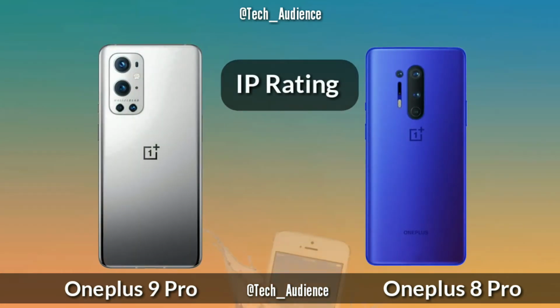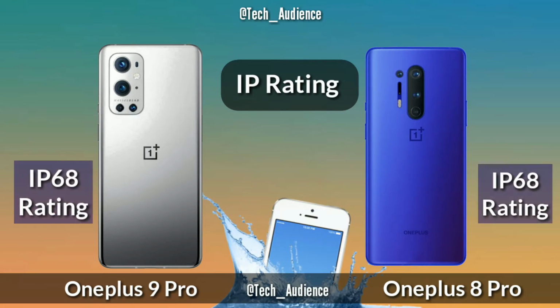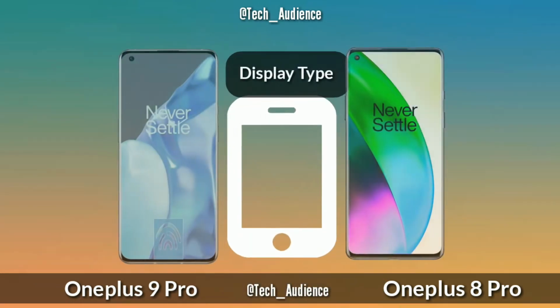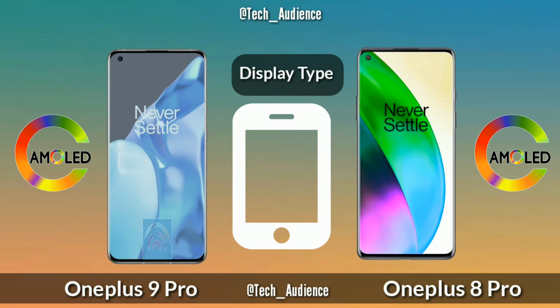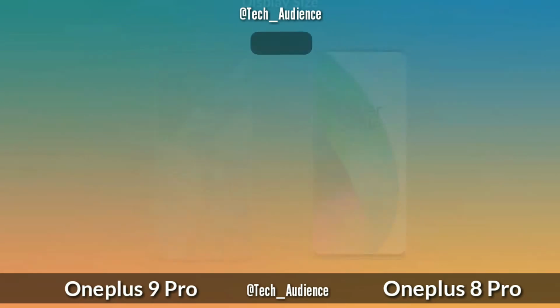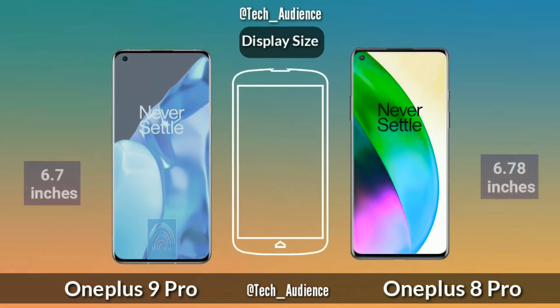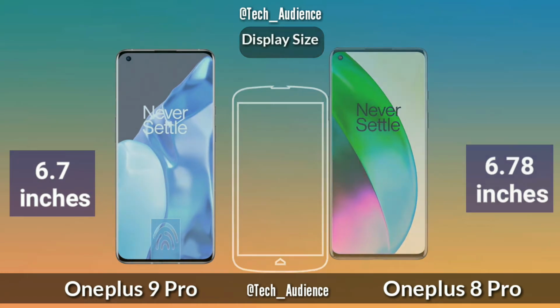IP rating: the OnePlus 9 Pro and the OnePlus 8 Pro both devices have IP68 water and dust certification. Display type: the OnePlus 9 Pro and the OnePlus 8 Pro both devices have fluid AMOLED panels. Display size: the OnePlus 9 Pro has a 6.7 inches display versus the OnePlus 8 Pro has a 6.78 inches display.